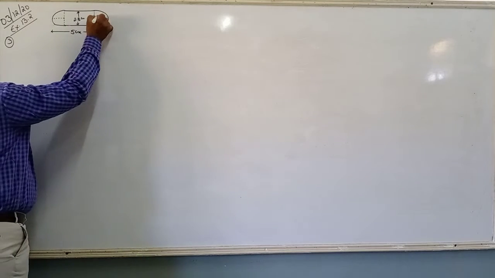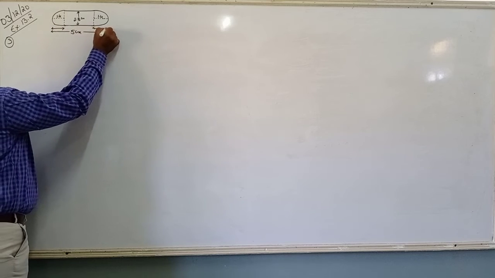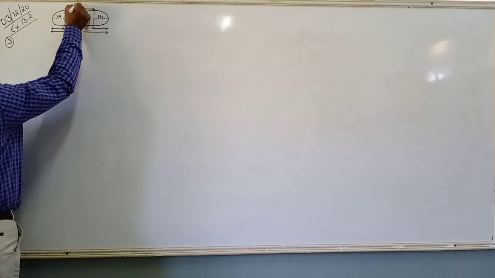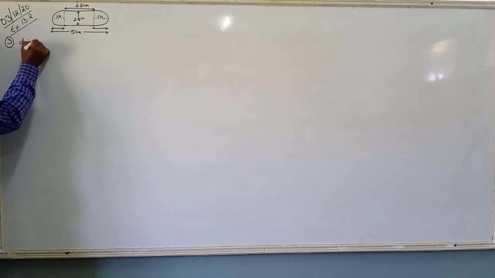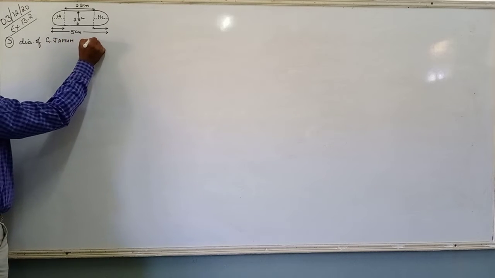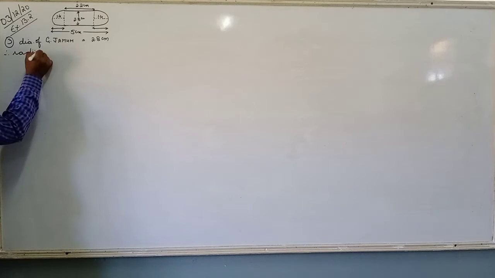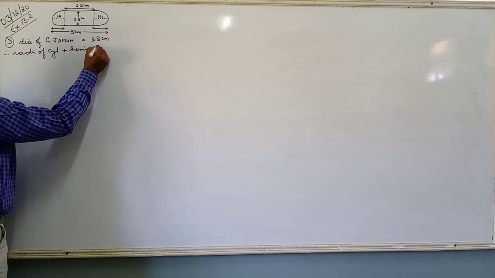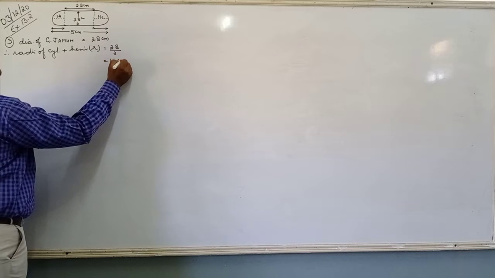Half of 2.8 is 1.4. So this is 1.4 and this is 1.4. So from 5, 2.8 is subtracted. So this is the length of the cylindrical part, 2.2 centimeter. What is given to us? Diameter of gulab jamun is equal to 2.8 centimeter. So therefore radii of cylinder and hemisphere, r is equal to 2.8 by 2, that is 1.4 centimeter.